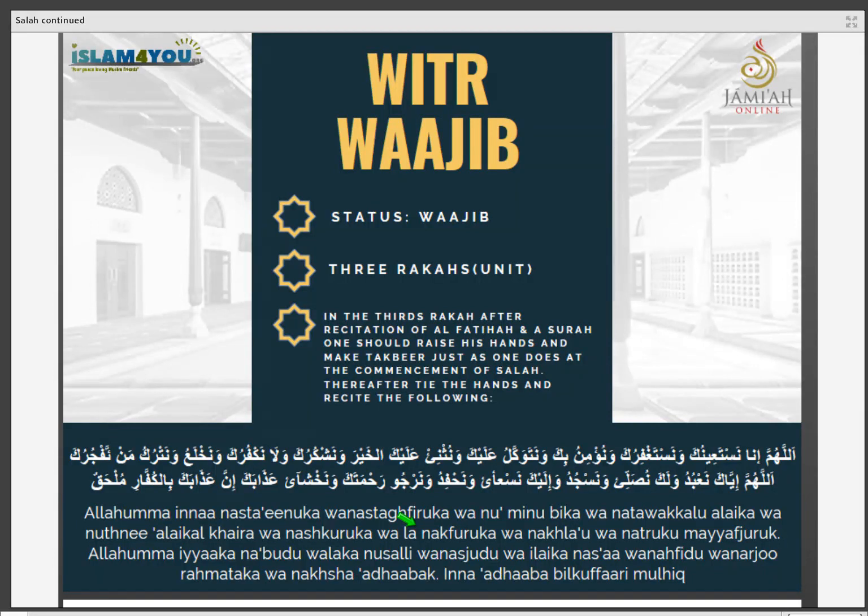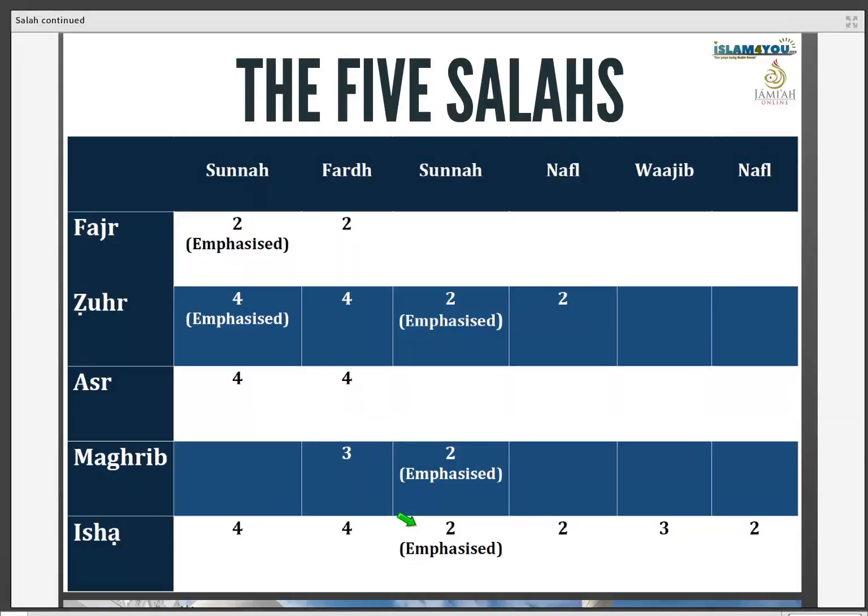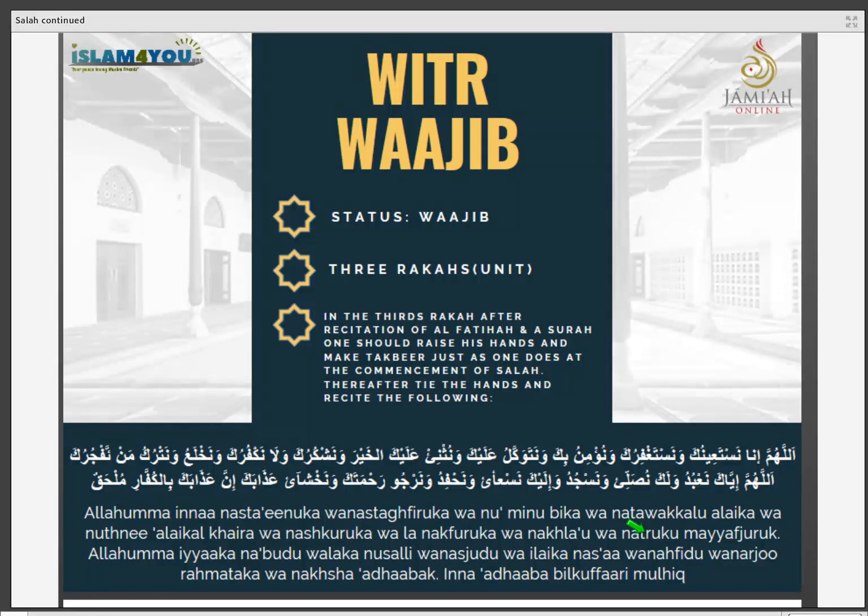We mentioned with regards to the 3 units of witr, which is wajib. Alright. So this is after the Isha prayer. Let's go back to the slide. So this is after the Isha, after the 4 units of fard Isha, right? Then we perform what we refer to as witr wajib. It is wajib, necessary. It is witr. Witr means it's an odd number. So it is 3 units.